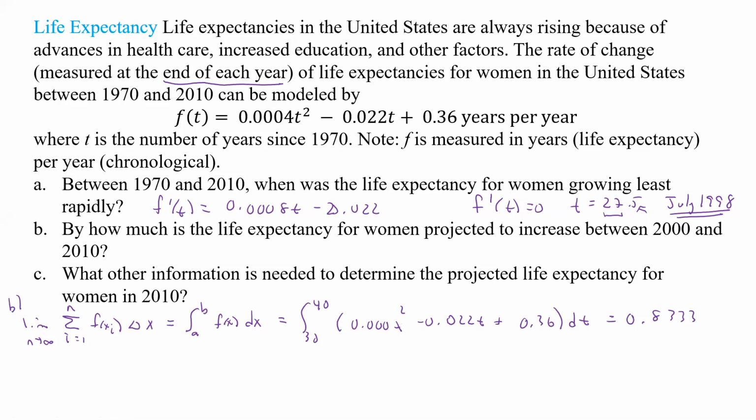And so now what we have to decide is, what is our value going to be of? Well, if we go back up here, it's going to be basically years per year. So the integral is going to be in years. And so this is years. How much is the life expectancy projected to increase? It's projected to increase 0.83333 years between 2000 and 2010. All right. Now, what other information is needed to determine the projected life expectancy for women in 2010?